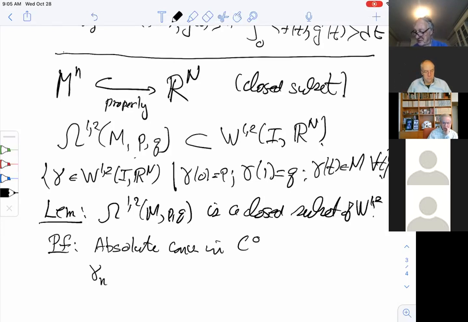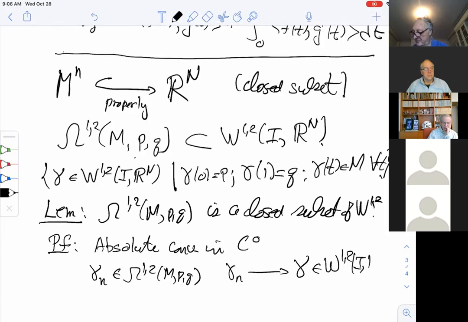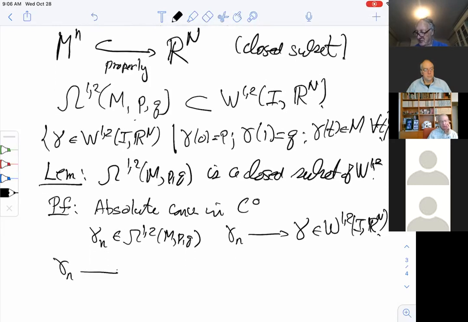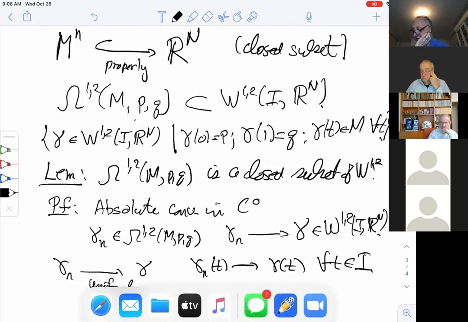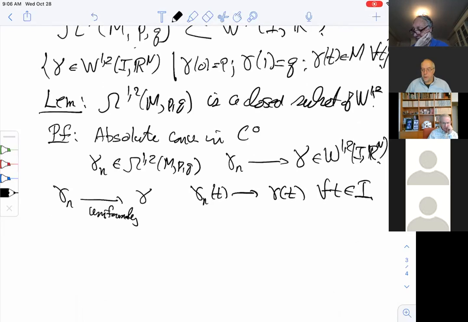So if you have a sequence of paths in omega 1, 2, M, P, Q that converge to an element gamma in W12, then in fact, the gamma n converge uniformly to gamma. That is to say, gamma n of t actually converges to gamma of t for all t in the interval. Those are the computations I was just doing, because of the uniform continuity of these functions.